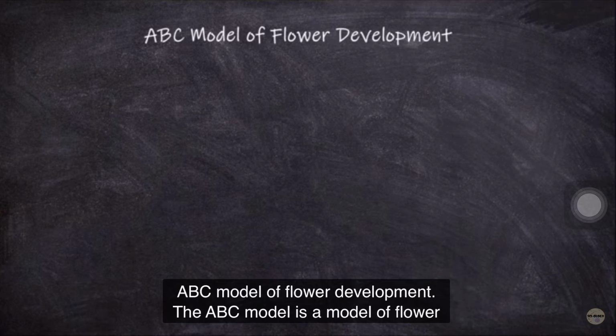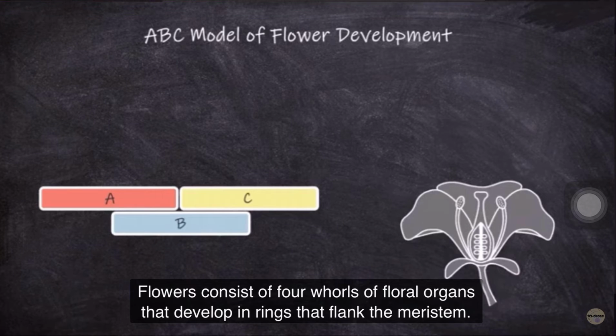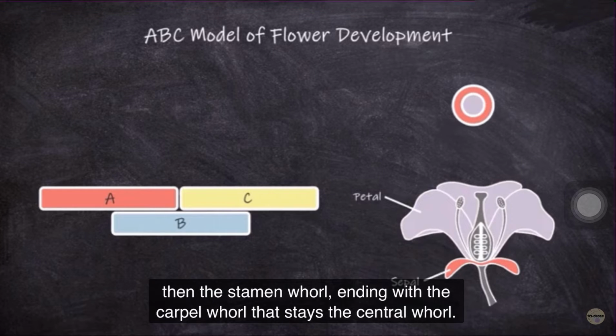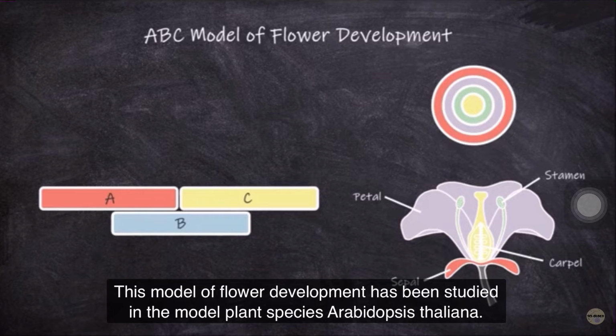The ABC model is a model of flower development based on the expression of three homeotic gene groups, group A, B, and C. Flowers consist of four whorls of floral organs that develop in rings that flank the meristem. The first to develop is the sepal whorl, followed by the petal whorl, then the stamen whorl, ending with the carpel whorl that stays the central whorl. This model of flower development has been studied in the model plant species Arabidopsis thaliana.